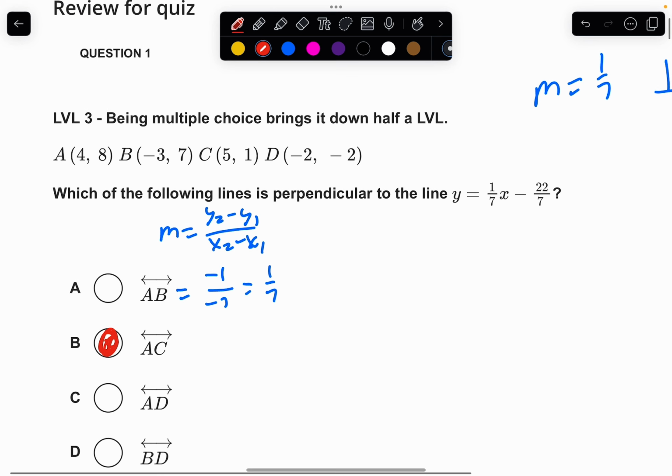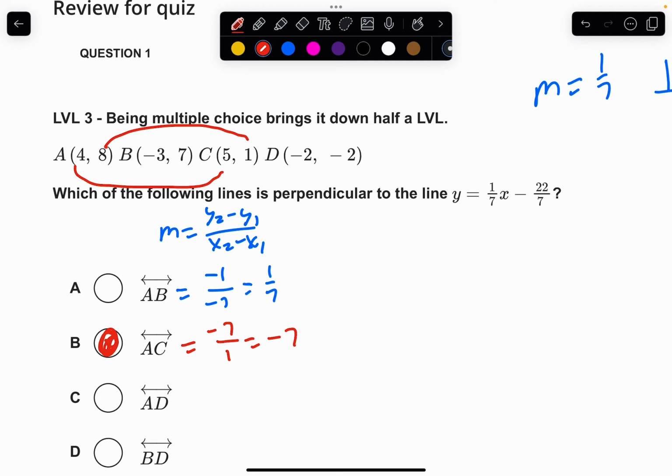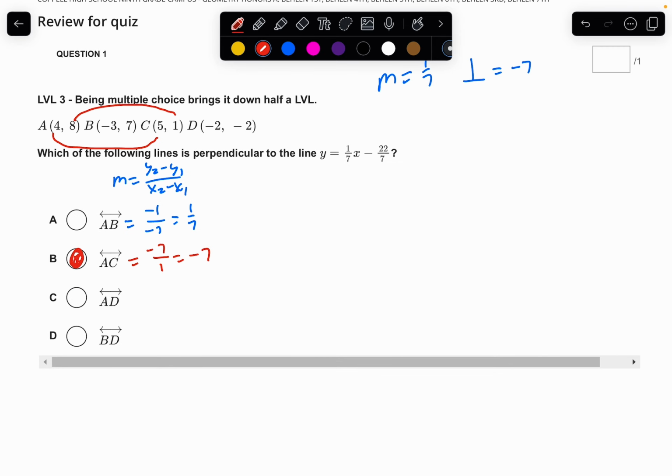A to C, same thing. 8 to 1 is -7, and 4 to 5 is +1, which is -7. Nailed it. That's the one that we want. So we know we got it. I'm going to keep going just to get the last two quickly, just so you can see them.